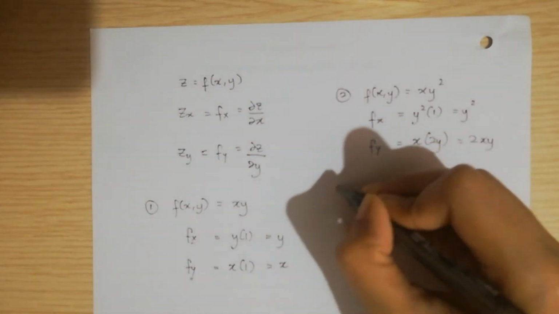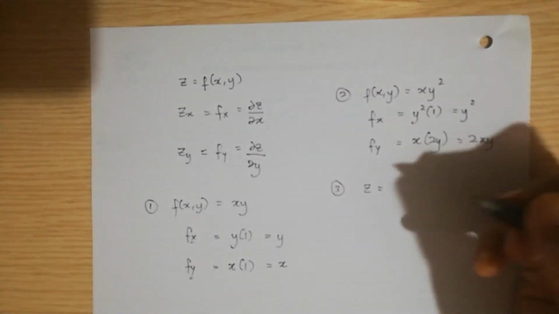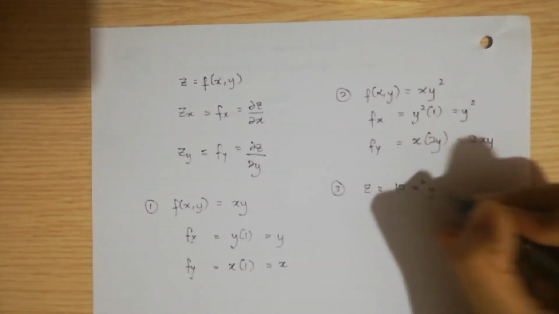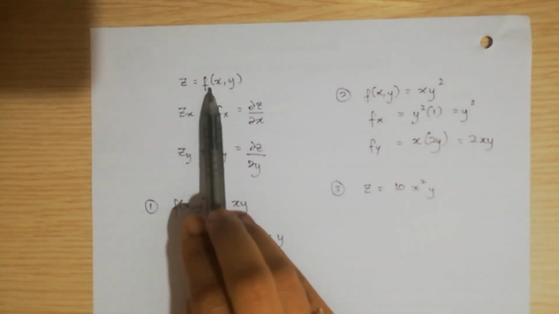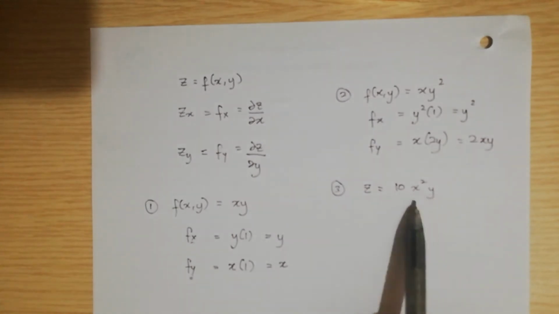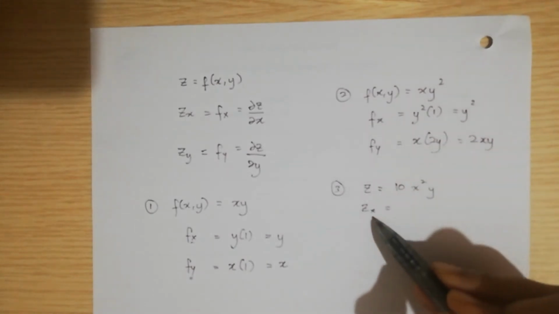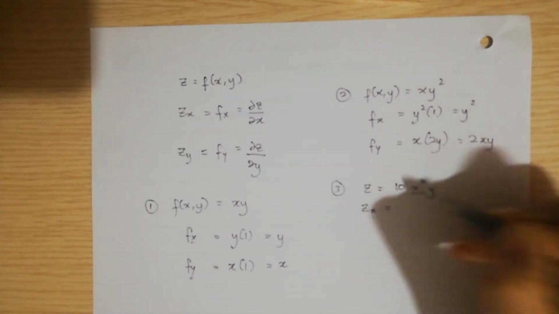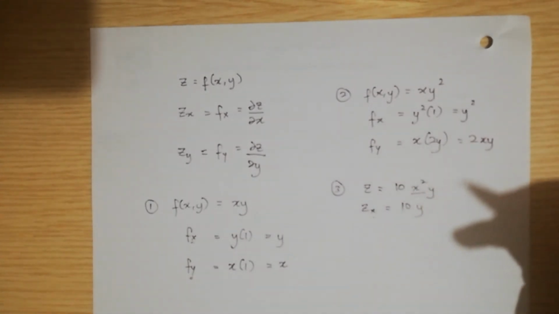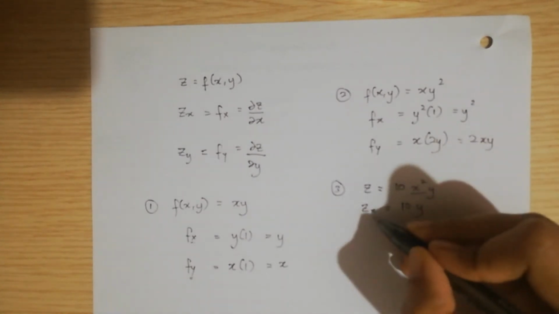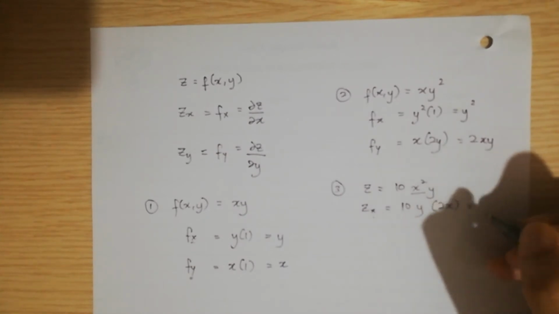Another example. Let's say we have now z equal to 10x squared y. So z here again is a function of x and y. As you can see here, there are x and y. So you can find zx. Now you just focus on the x, which is here. Treat 10y as constant. So just write again 10y. Differentiate x squared with respect to x will give you 2x. So that is 20xy.